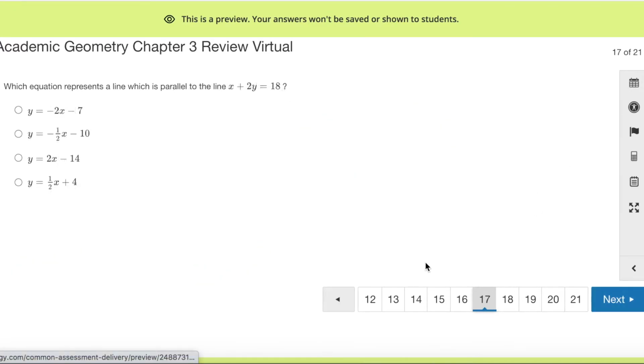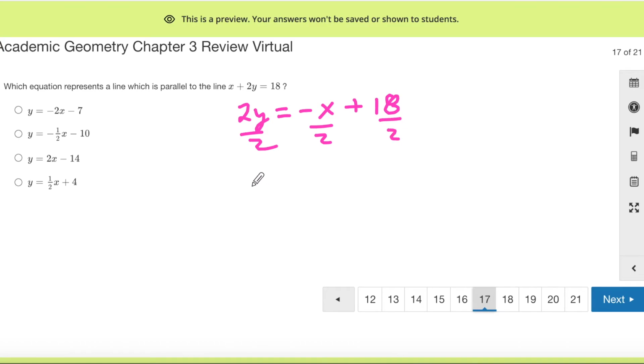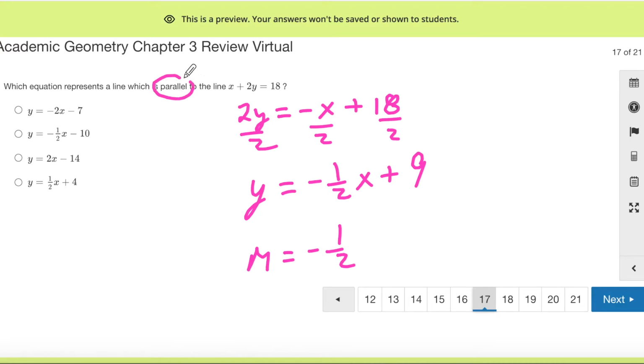Problem 17. Again, solve for y. Divide by 2. So this is y equals negative 1/2 x plus 9. So my slope is negative 1/2. And this is a parallel problem. Parallel lines use the same slope. So we are going to pick negative 1/2 minus 10.